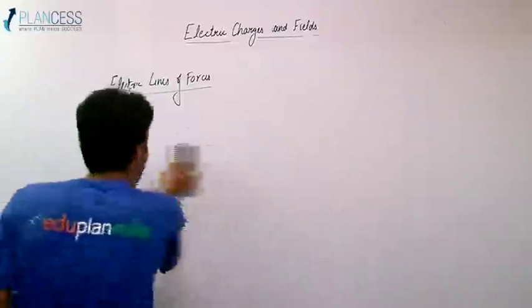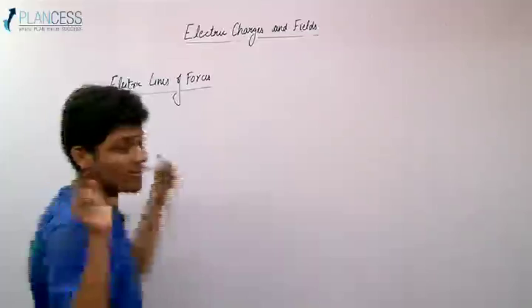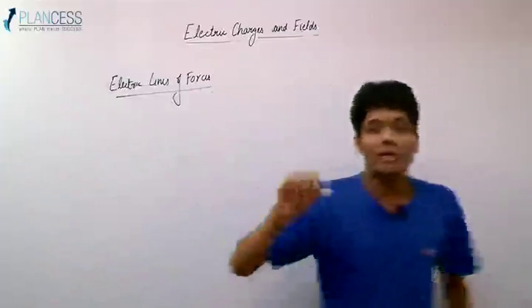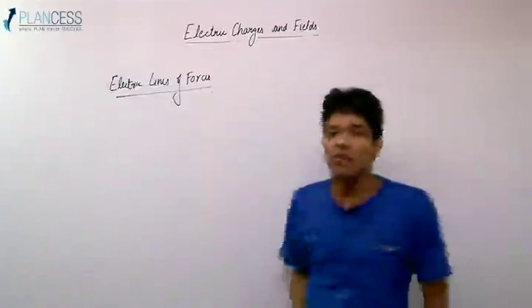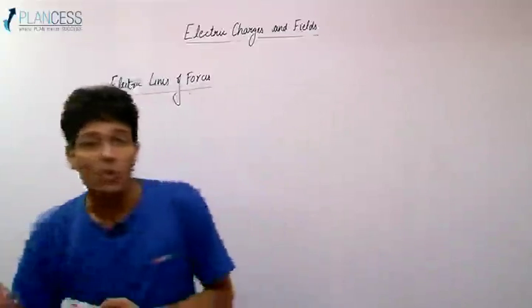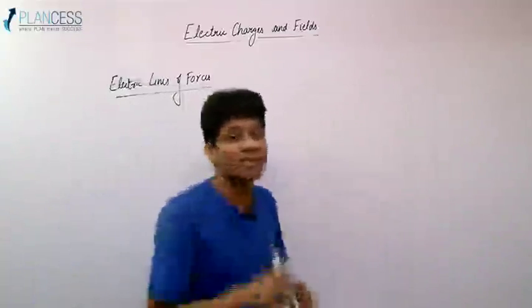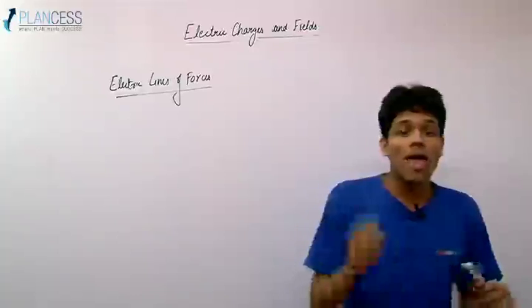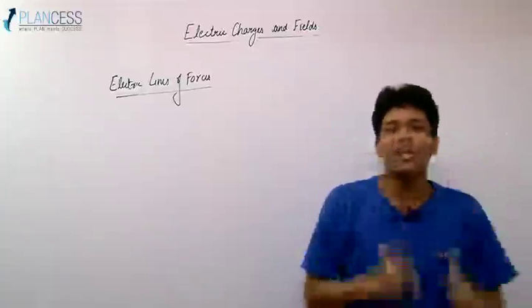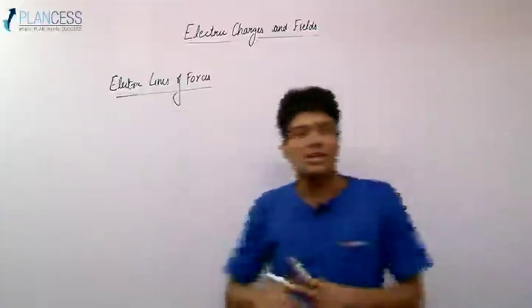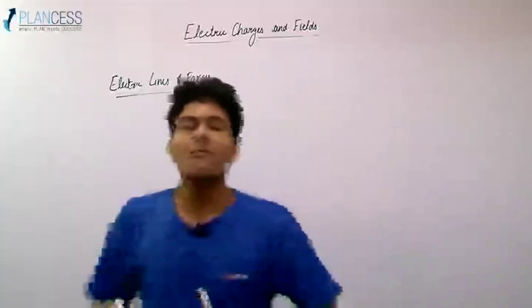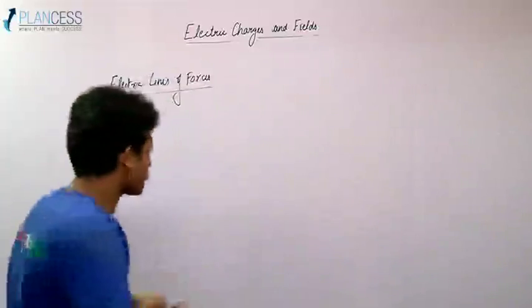And why are they known as electric lines of forces? Because at that point, since the direction of electric field is along the tangent, the direction of force on a charge placed at that point would also lie along the direction of the tangent. So that's why they are known as electric lines of forces. Let's study some of the properties of electric lines of forces.